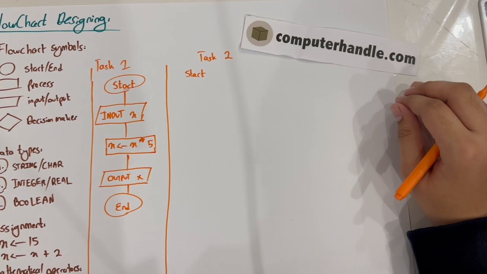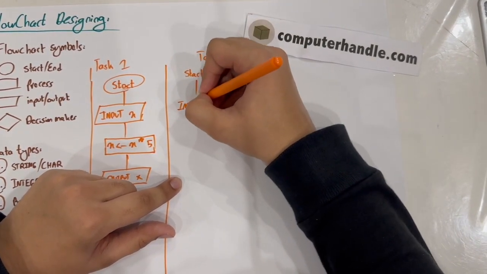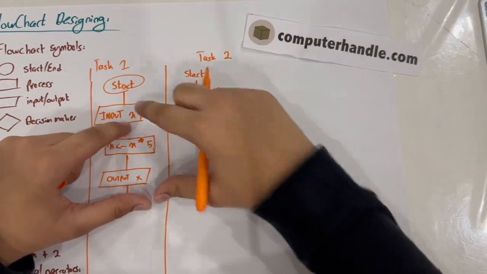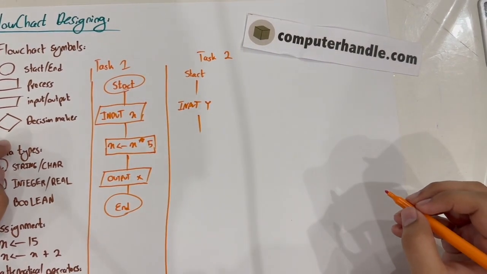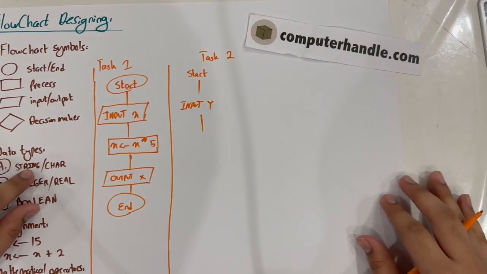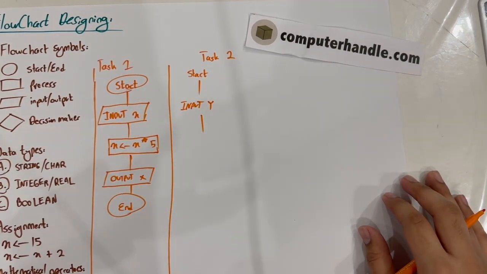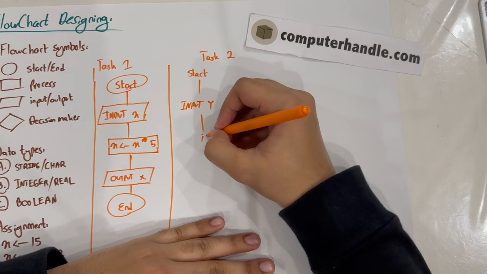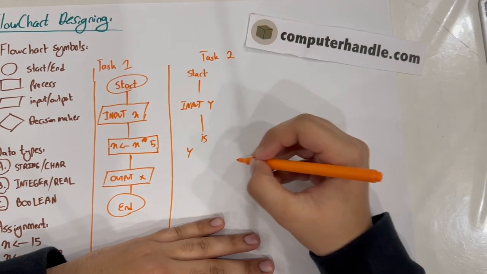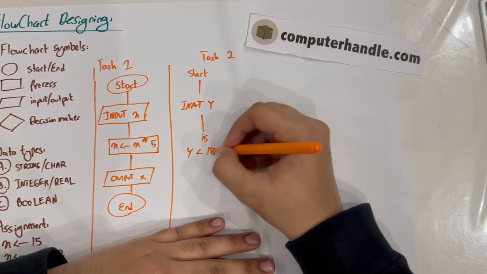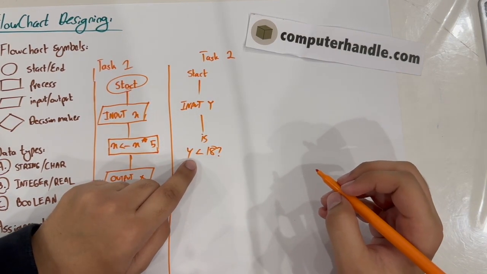We have a start. Then, of course, we have input x. All right, this time we actually used x, so I'm going to use y this time as the name of the variable. Then we have a decision maker, and the decision maker will see if the value of y is less than 18 or equal to or more than 18. So we're going to write this as: is y less than 18? And the question mark.